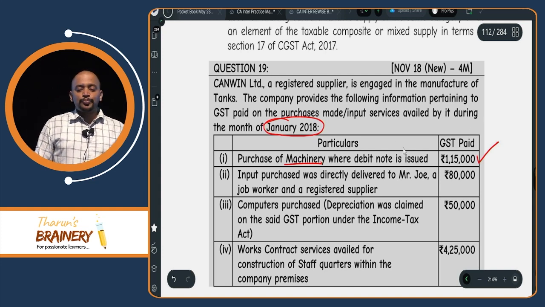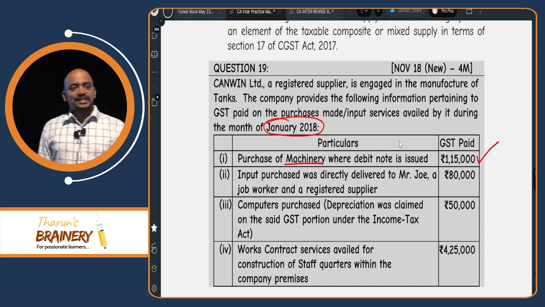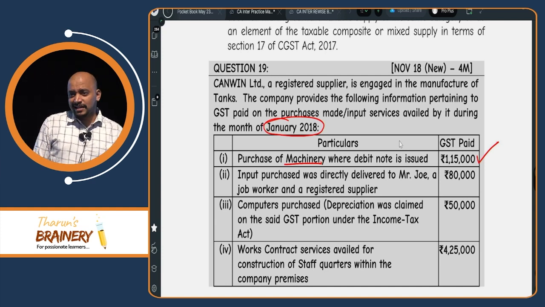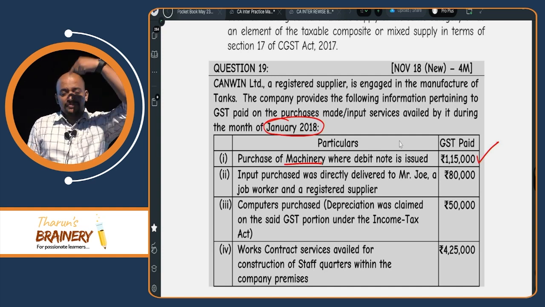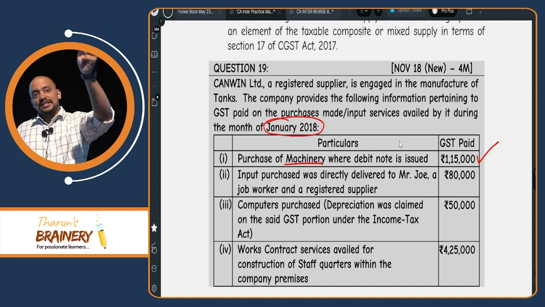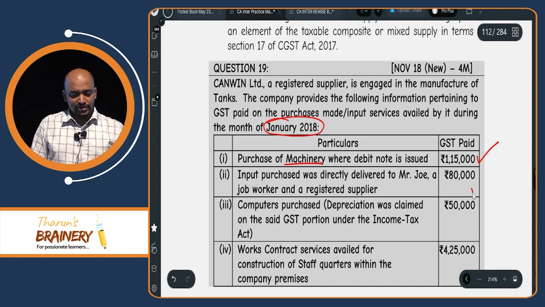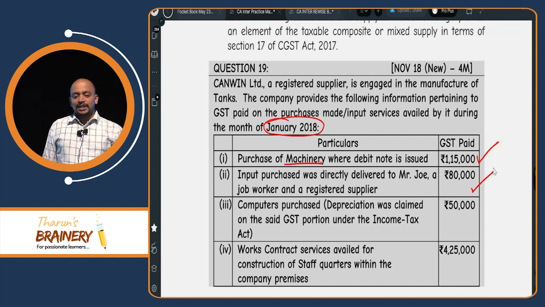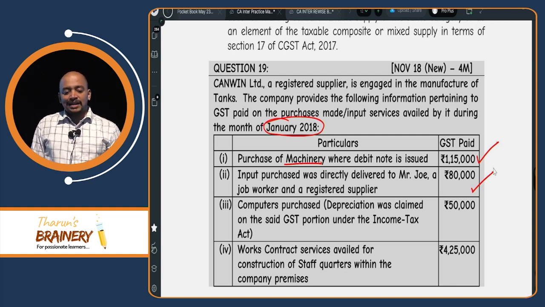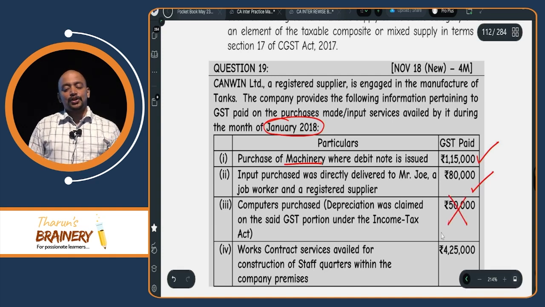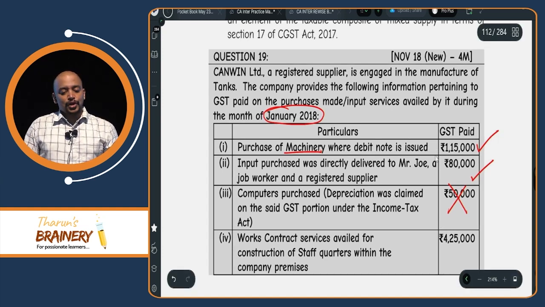And machinery is not in block credits and it is used in the course or furtherance of business, so ITC can be availed. Input purchased was directly delivered to Mr. Joe, a job worker and registered supplier. So can Canwin take ITC? Yes, because when goods are delivered to a third person on the direction of the registered person, the day on which the third person has received the goods, it is deemed that the registered person has received the goods and they can take ITC. So 80,000 they can take ITC. Computers purchased, depreciation was claimed on the said GST portion under Income Tax Act. ITC not available because of section 16 subsection 3, because depreciation is computed on tax component.